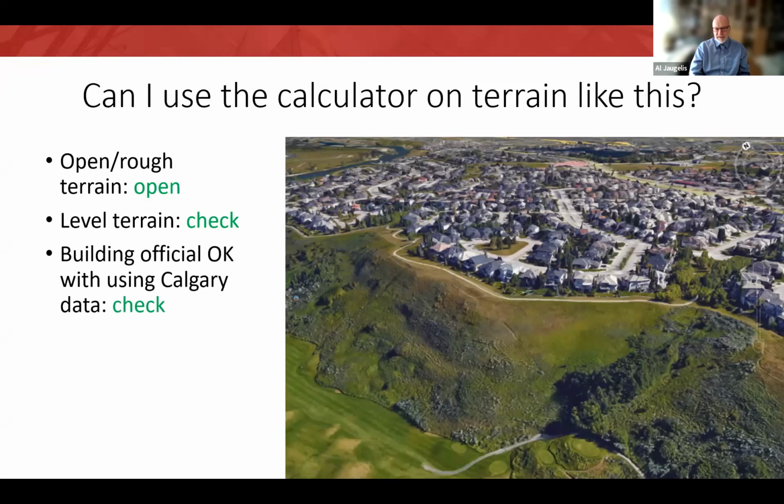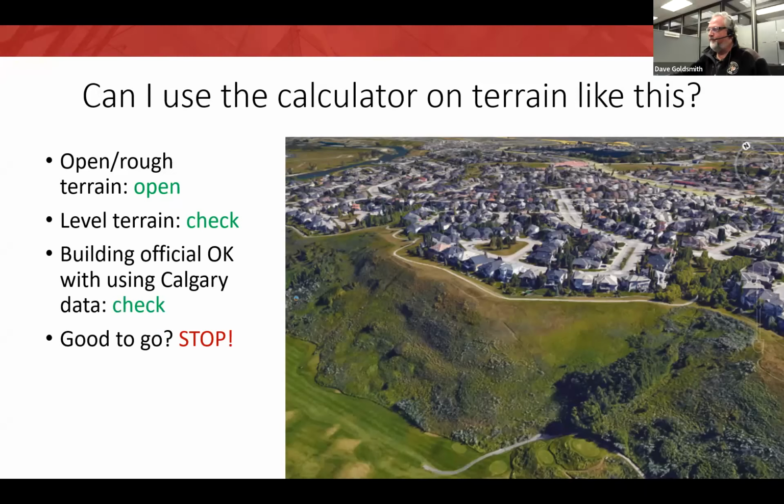Does the building official allow us to use the calculator, the Calgary data in the building code? Yes. So are we good to go to design the glass, or actually to determine the performance grades for the windows at this building site? And you would think, I guess we are. But are we, Dave? Oh, we found out the hard way that you are not.